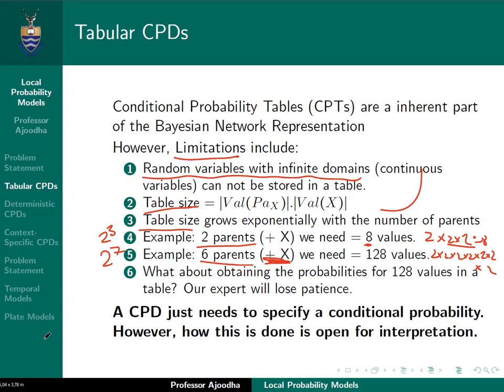All right, so a CPD, not CPT, a CPD, a conditional probability distribution, just needs to specify a conditional probability. How you do that can be in any way you like, right? This is just one way of doing it, using tables. And what I'm going to show you is a few other ideas on how to do this.